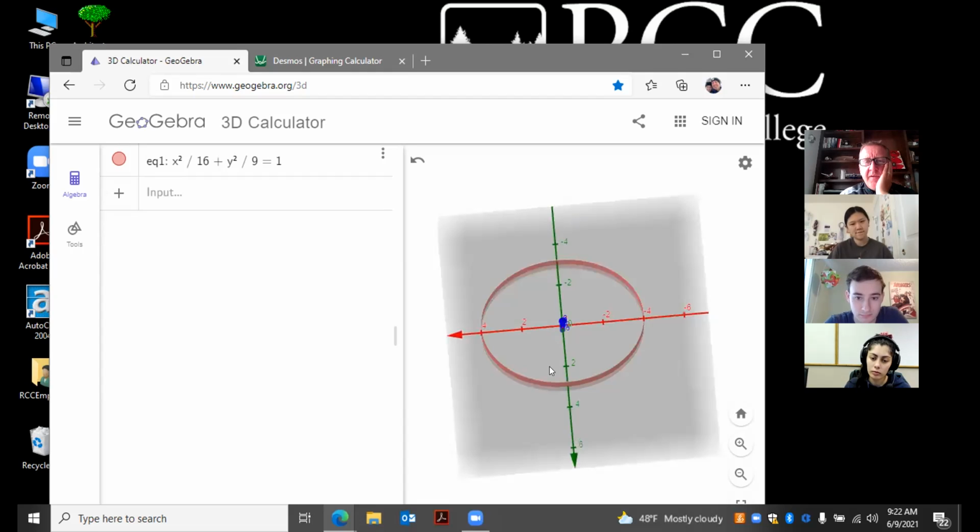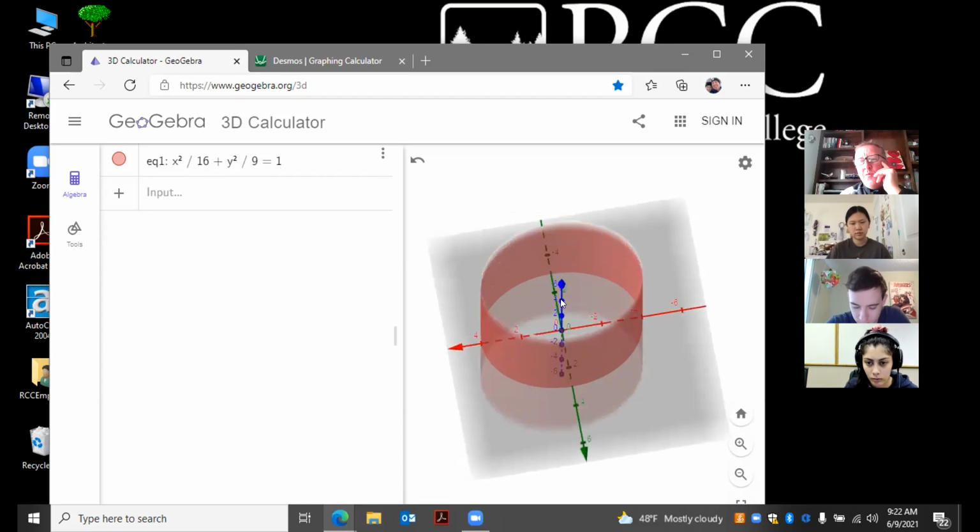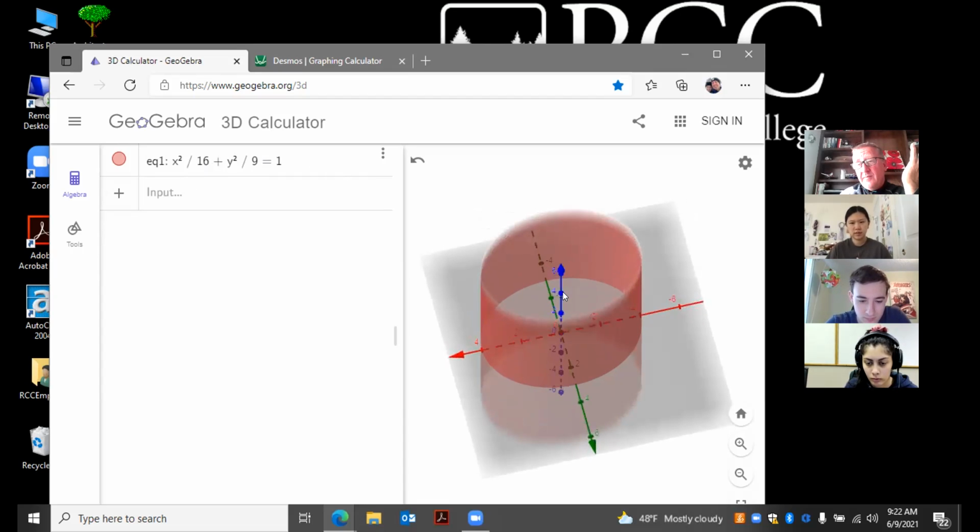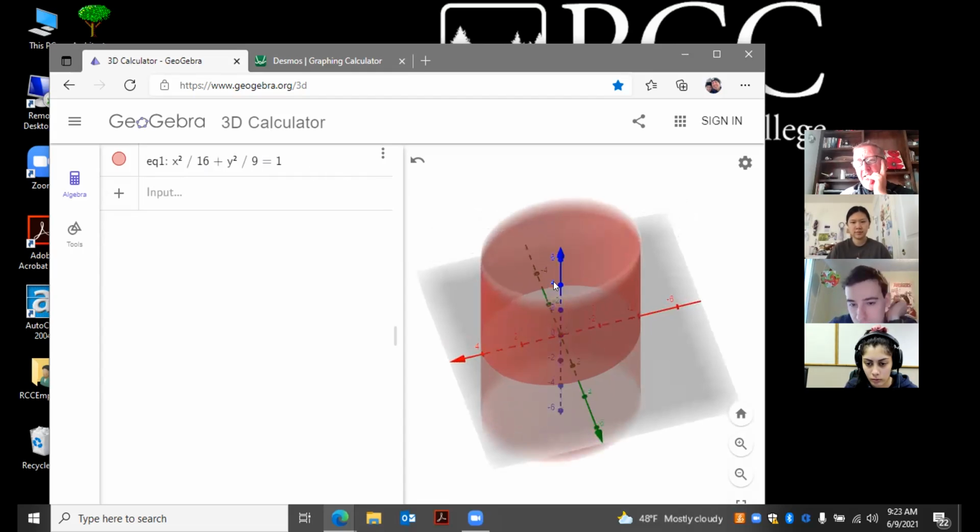I have to turn it a little bit for you to even see it, but do you notice that with x squared over 16, the radius of the x is 4? That's something you knew a few weeks back. And with y squared over 9, the radius of the y is 3. So it's like a circle that has an x radius of 4 and a y radius of 3. And yet what is z? Well, z is everything. So I get kind of a cylinder instead.